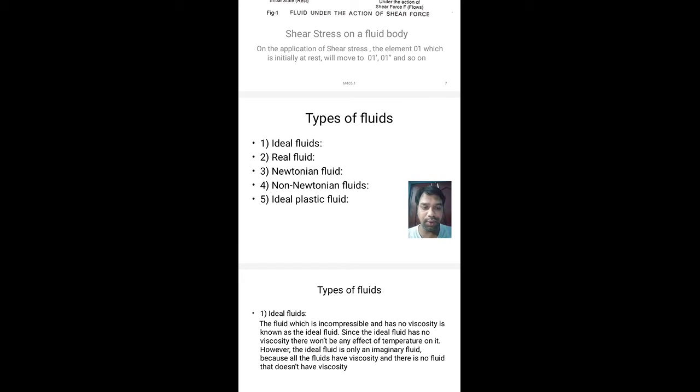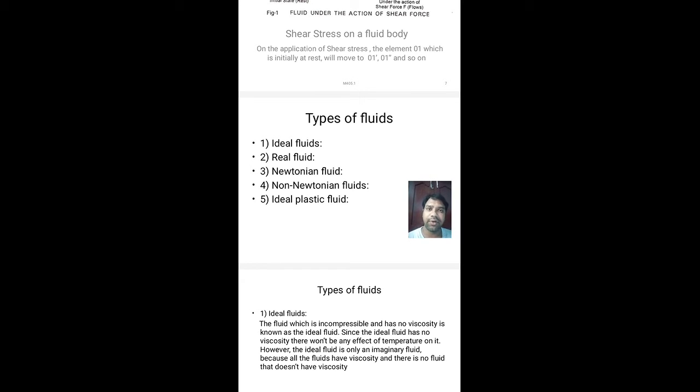Now we have seen what fluid mechanics is. Now, what are the different types of fluids? A fluid is any substance which is capable of flow. Types of fluids: what are the different types? Fluids are mainly classified into 5 types. They are ideal fluids, real fluids, Newtonian fluids, non-Newtonian fluids and ideal plastic fluids.